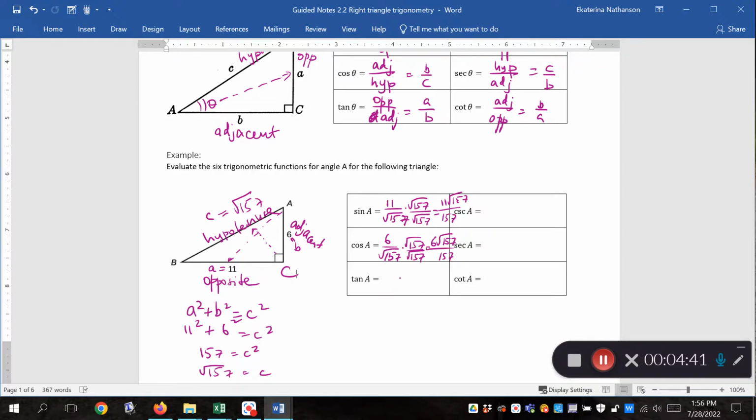Tangent is opposite over adjacent. Opposite is 11, adjacent is 6. In this case, no radicals at the bottom, no need to do anything. Cosecant, hypotenuse over opposite: square root of 157 over 11. This is the final answer, we don't need to simplify. Secant, hypotenuse over adjacent, square root of 157 over 6. And finally, cotangent is adjacent over opposite, so it will be 6 over 11.